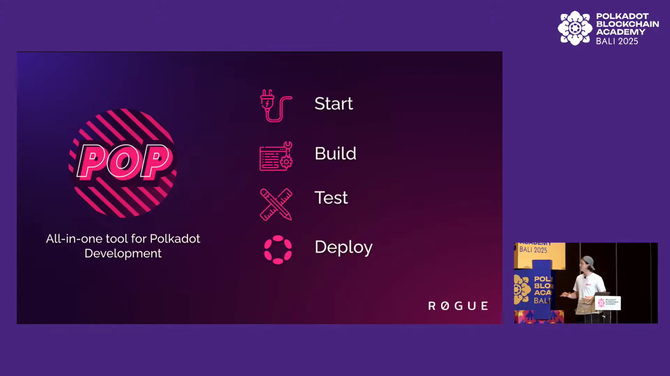Now, we have the POP CLI. The POP CLI is trying to solve one issue that we had before, which is that we had a lot of tooling, but they were all separate from each other. If you look at other ecosystems, you basically have one tool and it does everything that you need. So that's what we're trying to do here with POP CLI. Of course, I'm biased here, but really, we're just trying to improve the Polkadot developer experience. So let us know how we can improve it, and we'll do it.